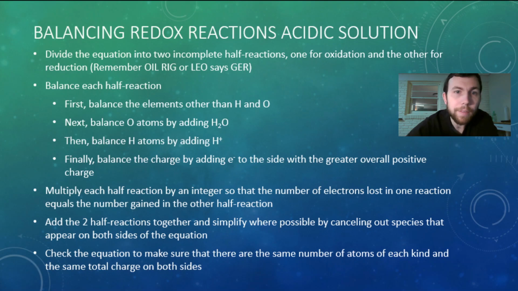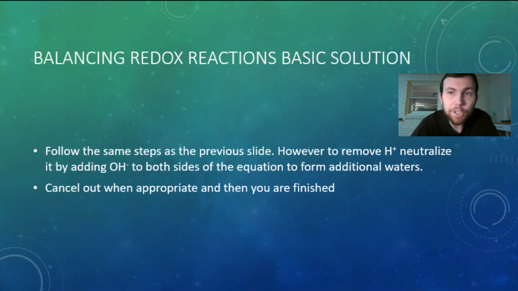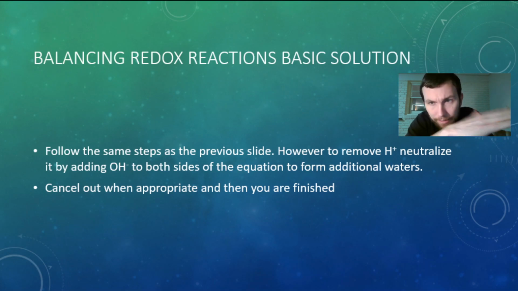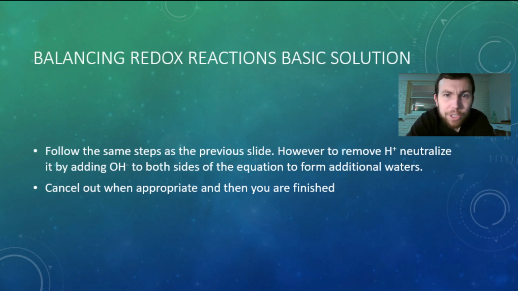Now, that was for acidic. If you're in basic solution, it's pretty straightforward. You follow the same steps that are on the previous slide, but at the end you have to remove those H+ because it's not acidic, it's basic. So you add hydroxides to remove H+, which means you get more waters. You cancel out additional waters, balance it accordingly, and then you're done. And that's how we balance redox reactions.